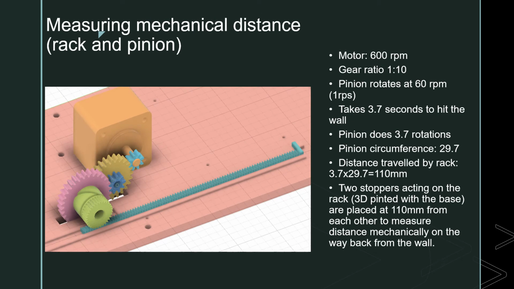More detail about the rack and pinion. We have a motor that rotates at 600 RPM, and we have a gear ratio of 1 to 10, so therefore our pinion rotates at 60 RPM, or 1 revolution per second. Since it takes 3.7 seconds to hit the wall, the pinion therefore does 3.7 rotations. And since its circumference is 29.7, the distance traveled by the rack is 110 millimeters. We have 2 stoppers acting on the rack, which are 3D printed with the base, and they are placed at a distance of 110 from each other to measure distance mechanically on the way back from the wall.